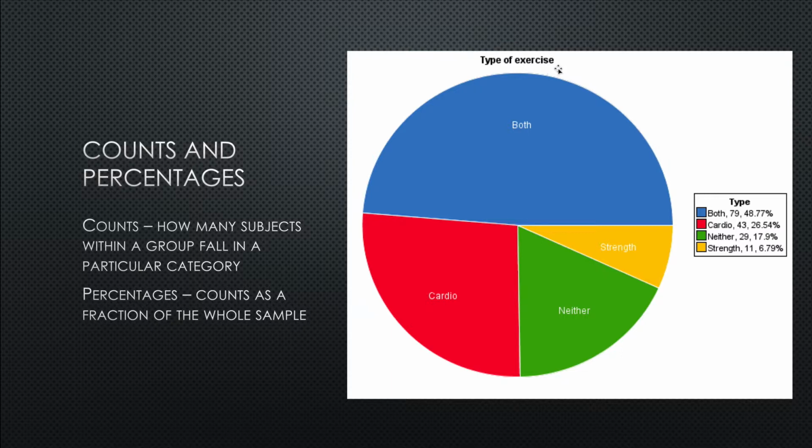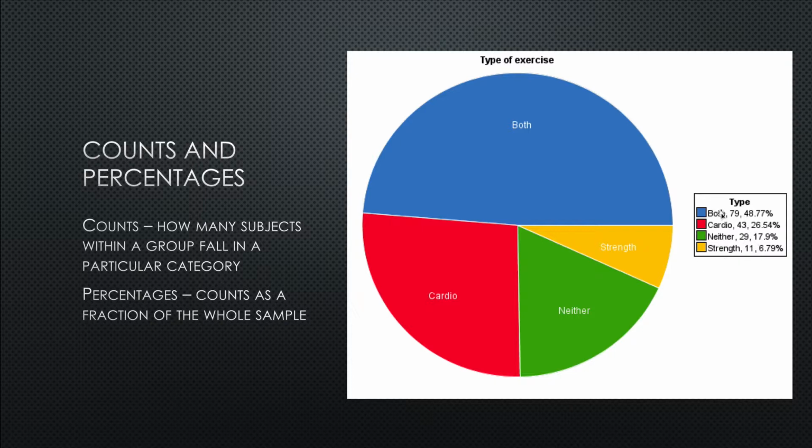And it was probably a survey question where they had a choice of cardio, strength training, both, or neither. So they forced everybody into one of those four categories. And this is what people picked. We see that 79 of the subjects picked both, 43 picked cardio, 29 picked neither, and 11 picked strength.